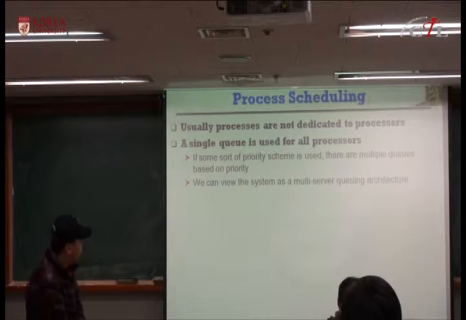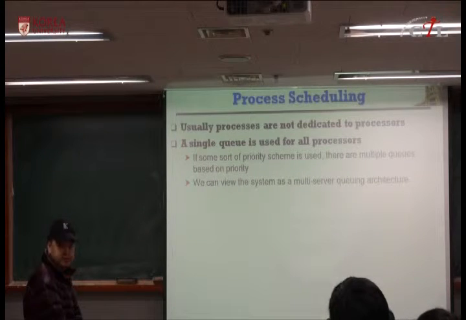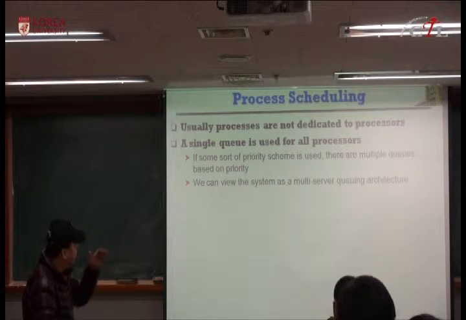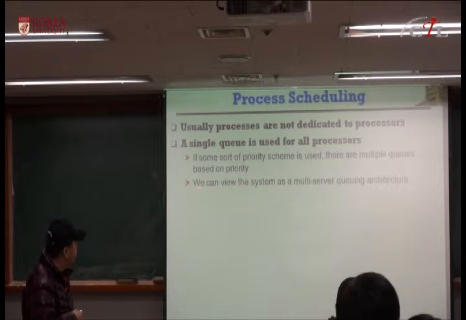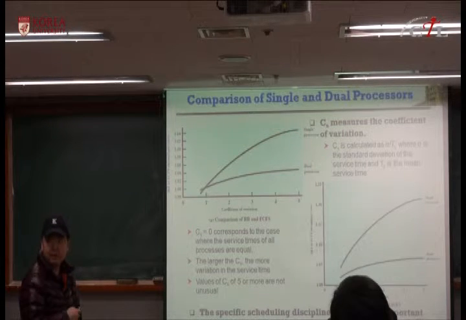Okay, so let's discuss other issues. Process scheduling. In a multiprocessor environment, usually processes are not dedicated to processors. Instead, a single queue is used for all processors, a shared queue. If some sort of priority scheme is used, then there can be multiple queues based on the priority. In this case, we can view the system as a multi-server queuing architecture. This shows how the scheduling algorithm affects the throughput for uniprocessor and dual processor environments, and how it's different.